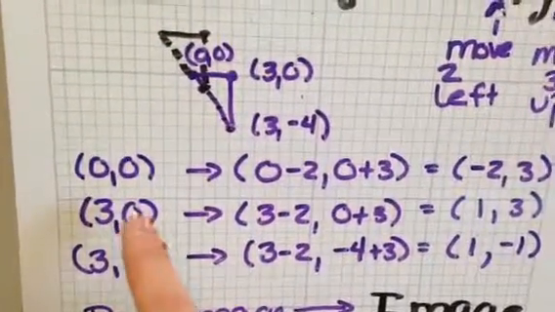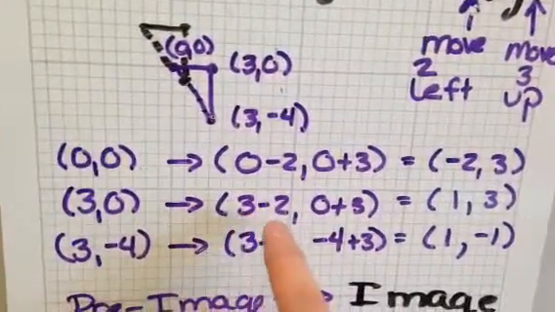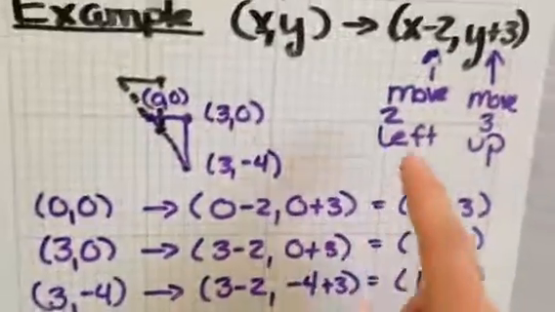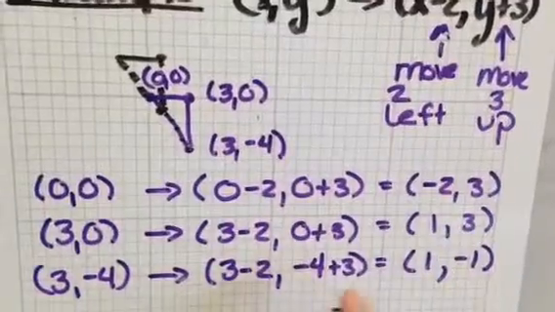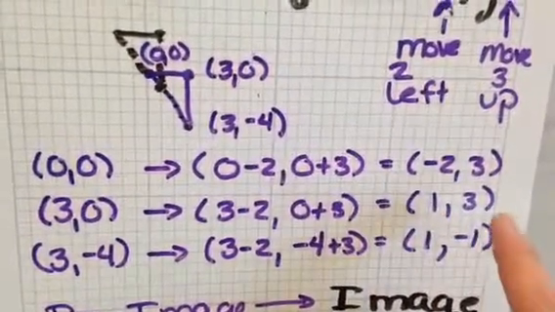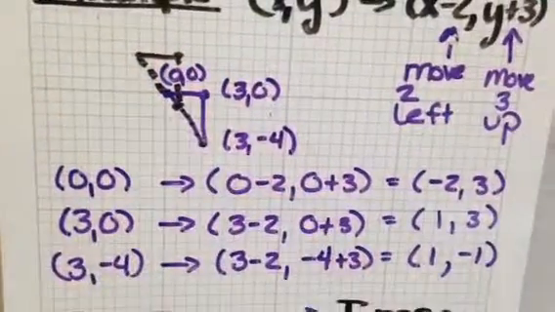For 3, 0, this point here, I'm going to subtract 2 from my x component, and I'm going to add 3 to my y component. Again, x minus 2, and then y plus 3. So this is going to move my point 3, 0 to the point 1, 3. So 3, 0 here ends up at 1, 3.